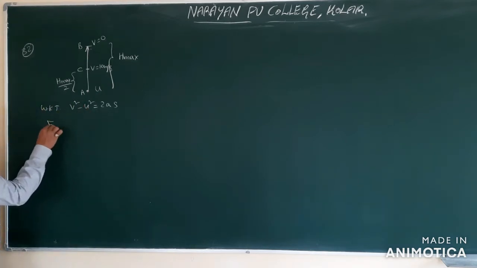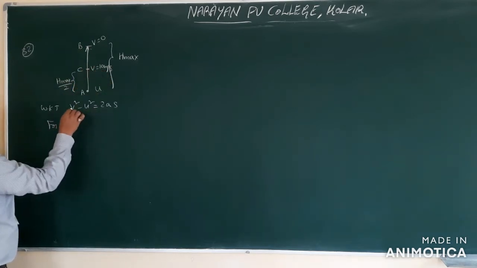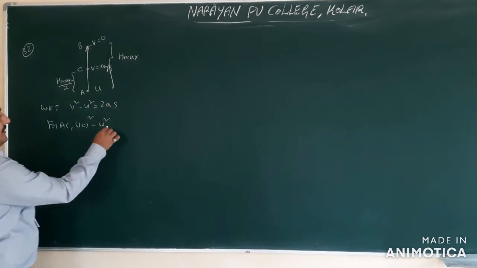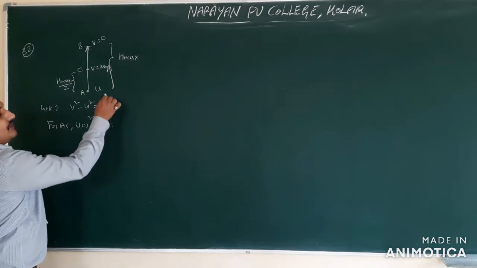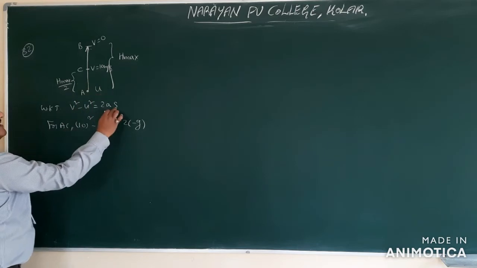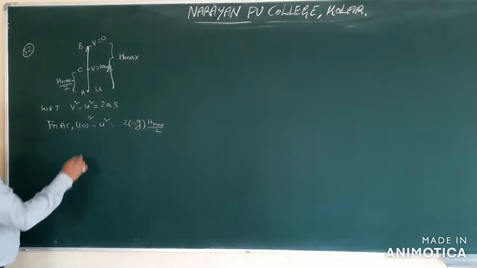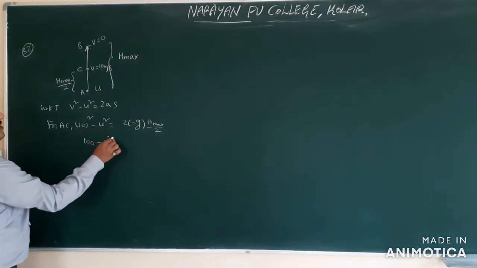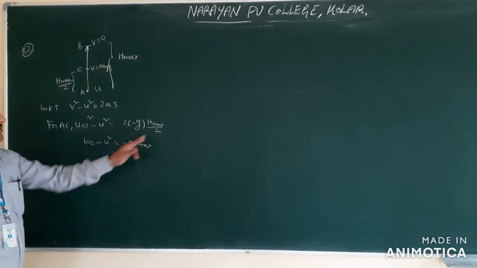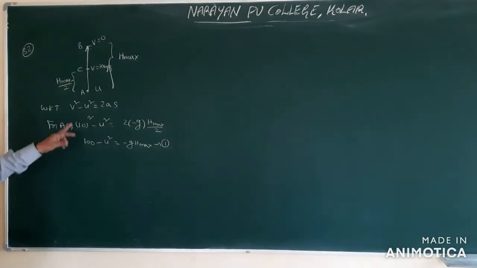So here for AC, A to C, what is the final velocity? 10. Therefore substitute 10 square minus u square is equal to acceleration due to gravity in case of vertically projected body, minus g. From A to C, what is the height distance? H maximum by 2. Isn't it? Then 100 minus u square equal to minus g h max. 2 is going to be cancelled. Call that equation number 1. Next, this is for AC.